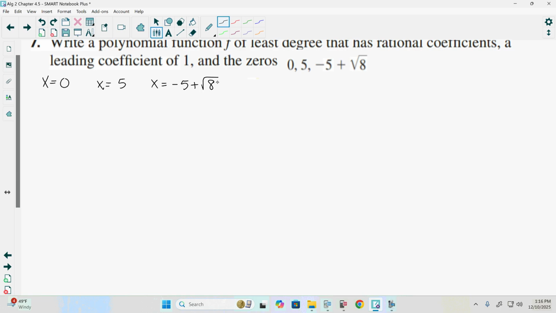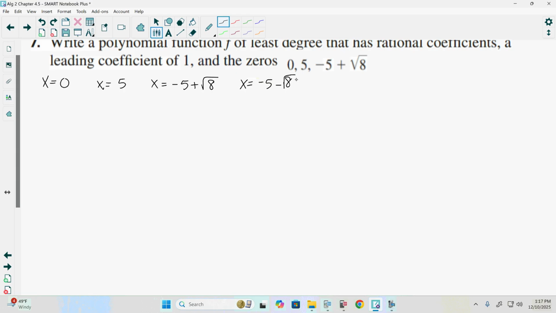X equals 0, x equals 5, x equals negative 5 plus the square root of 8. So, on this here, we need to set them all equal to 0. Now, we do have the first three. There is one more. We also have negative 5 minus the square root of 8, because if we have one, we have to have the other.